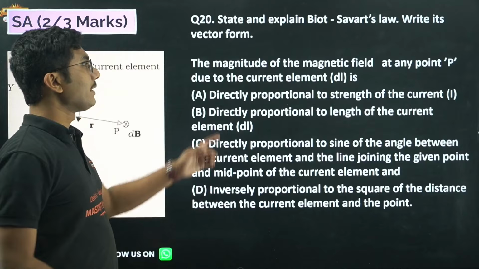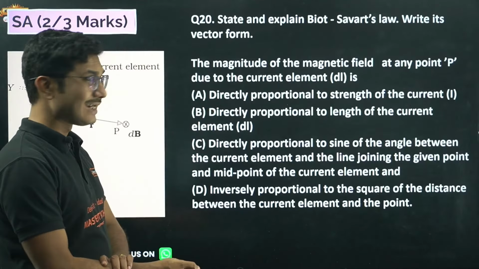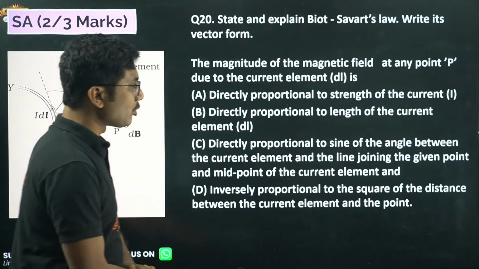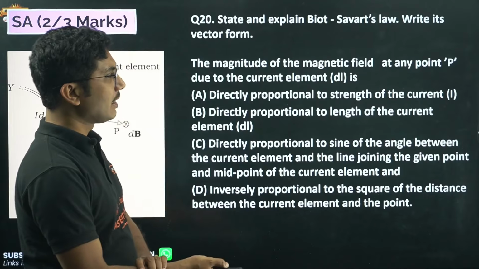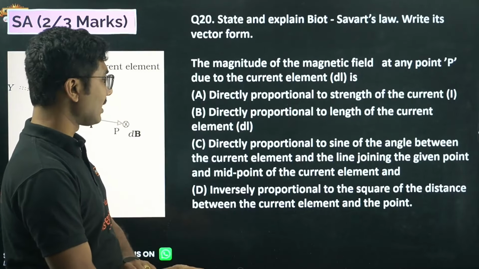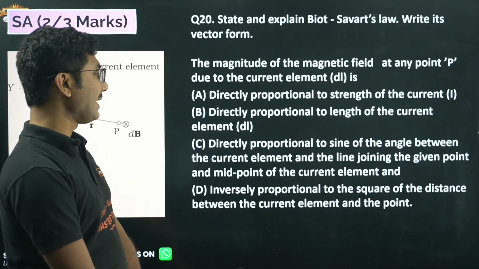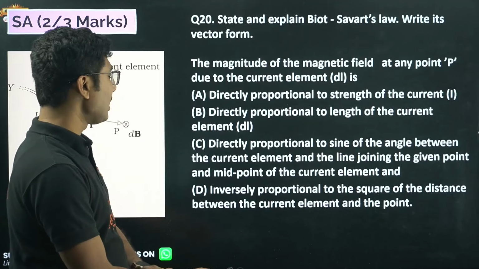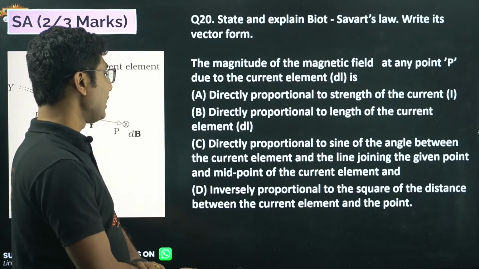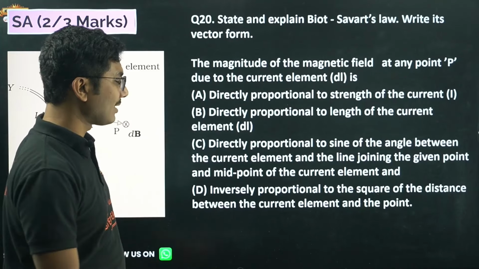The magnitude of magnetic field at any point P due to current element dl is directly proportional to the strength of the current I, directly proportional to the length of the current element dl, directly proportional to the sine of the angle between the current element and the line joining the given point and the midpoint of the current element, and inversely proportional to the square of the distance between the current element and the point.